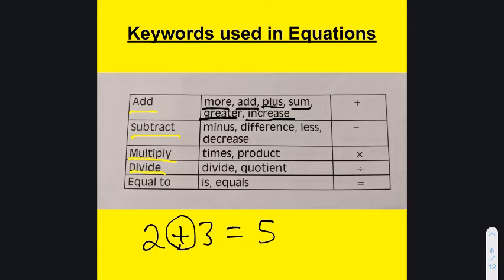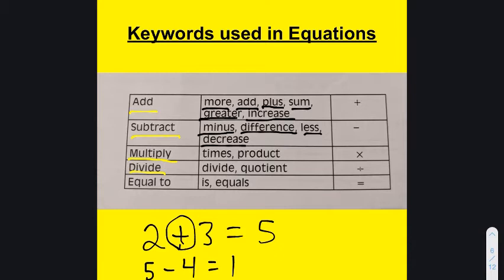Let's look at subtraction now. So let's say we have 5 minus 4 equals 1. A key word when we say this equation out loud with our mouth, we might say the word minus, like 5 minus 4. Or we might say the difference between 5 and 4 is 1. We might use the word less, or we might use the word decreased. For example, 5 decreased by 4 is 1.